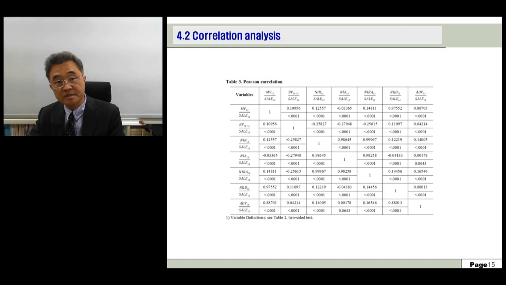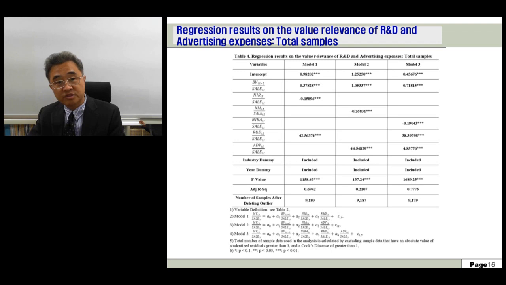Okay, this table is the correlation analysis, Pearson correlation analysis, and regression results on value relevance of R&D and advertising expenses with total samples in each model, Model 1, Model 2, Model 3. Let's see. In the analysis result of Model 1, the coefficient value of R&D expenditure is approximately 42, showing a statistically significant value. This means that expenses on R&D bring about an increase in corporate value.